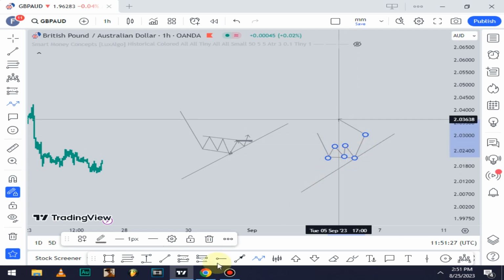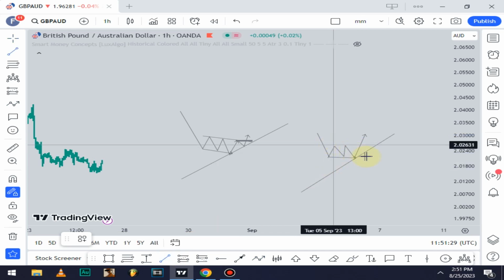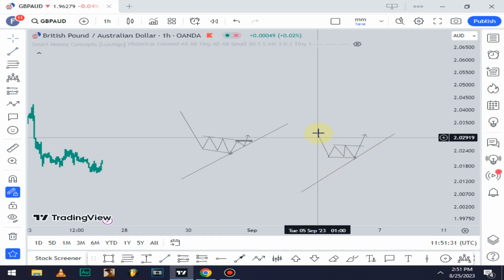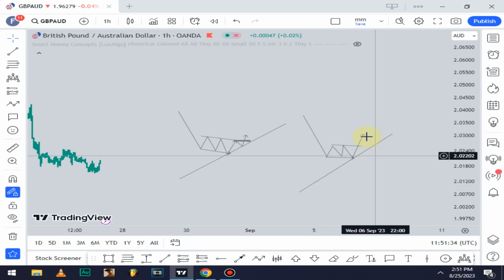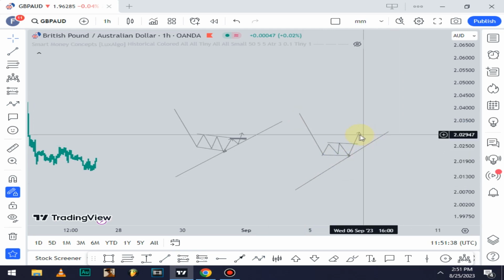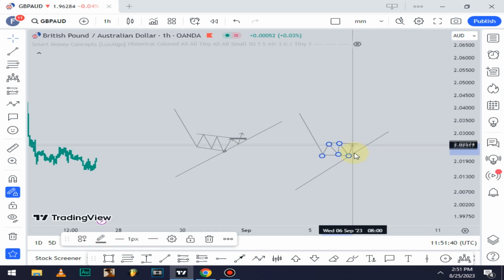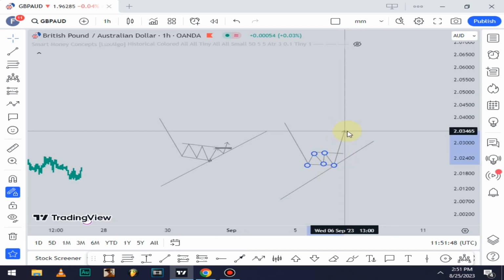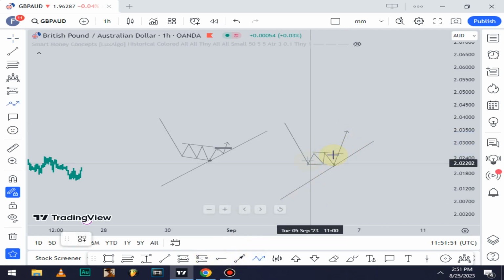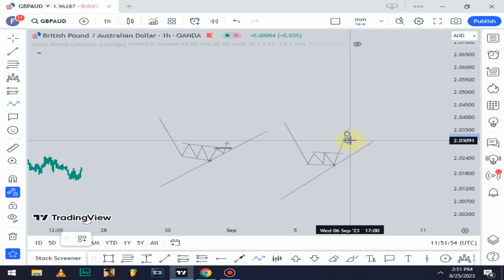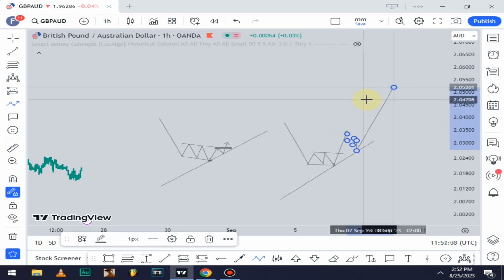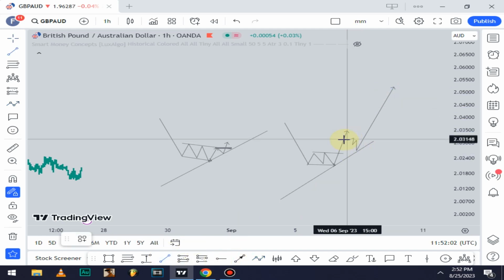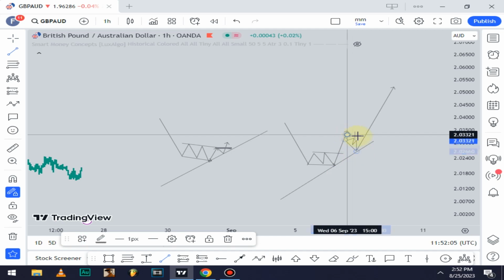Now if price just breaks out of this high like this without giving us a pullback, I won't take that entry until I see a pullback in a continuation form like this, or a correction like this. Either way, I think that makes sense.